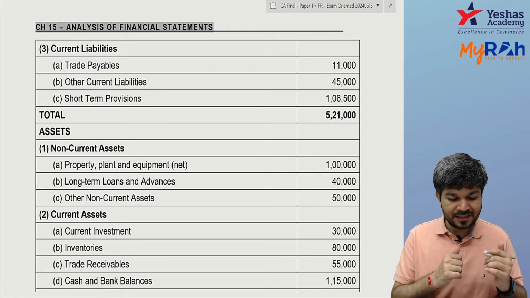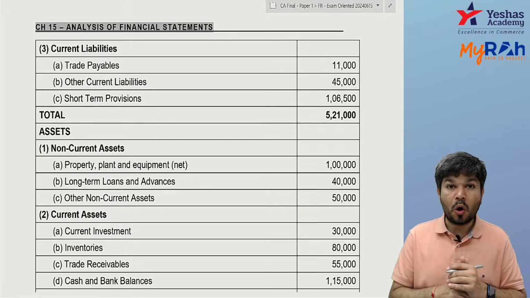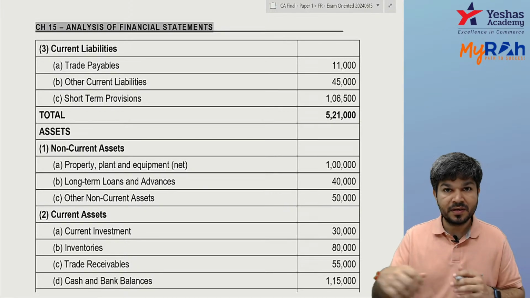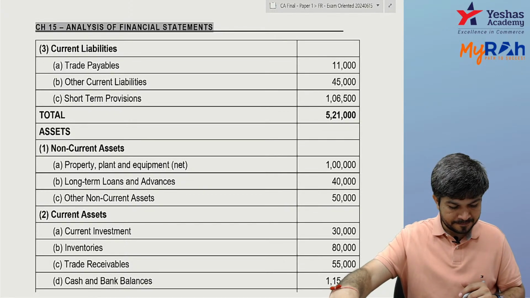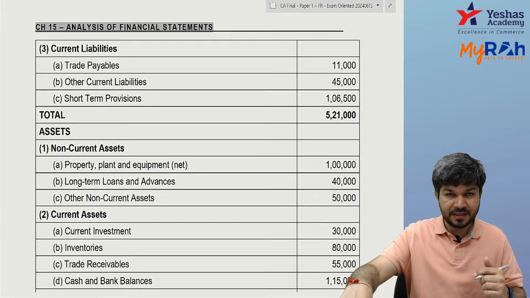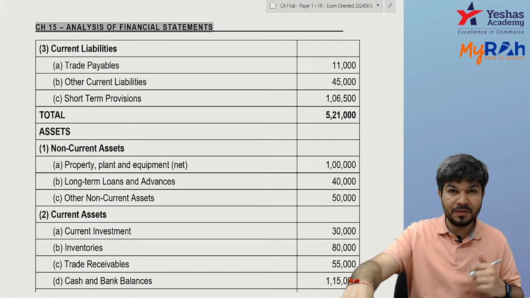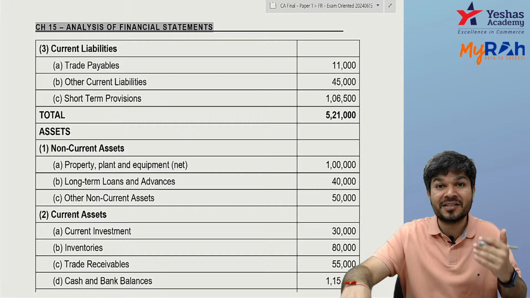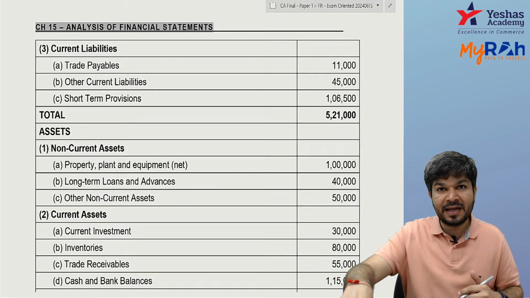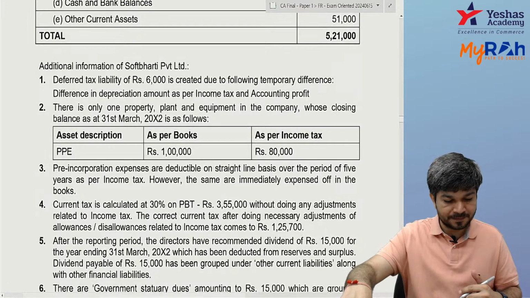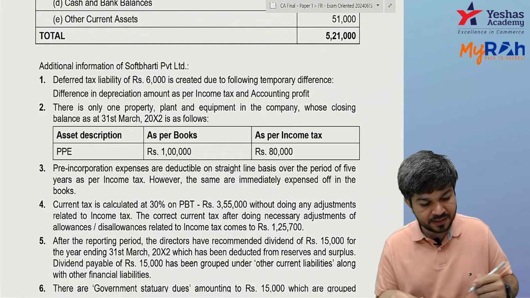Okay, under non-current asset, they've given PPE, long-term loans and advances, other non-current asset. Under current asset, they've given current investment, inventory, trade receivable, cash. Now see, there has to be a heading financial asset. The heading financial asset, financial liability is missing. Now, additional information.